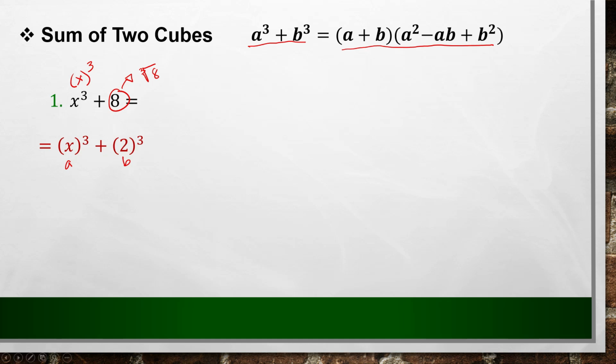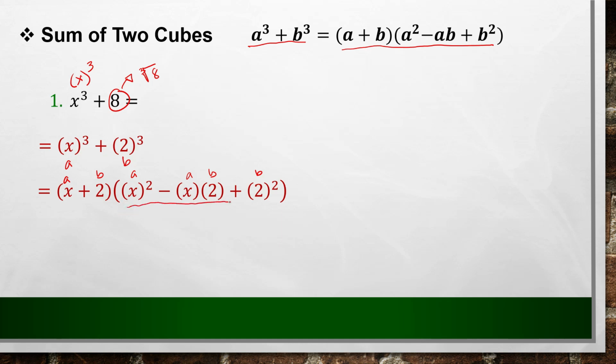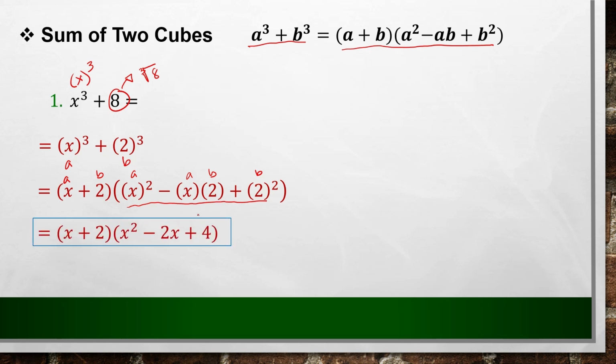Then the next step is simply to substitute x and 2 into the formula, and we will have this. That's our a plus b, a squared minus ab plus b squared. You see that? The next step is to simplify that second factor. x plus 2 will just be x plus 2. x squared, remove the parenthesis; x times 2 is 2x; 2 squared is 2 times 2, which is equal to 4.